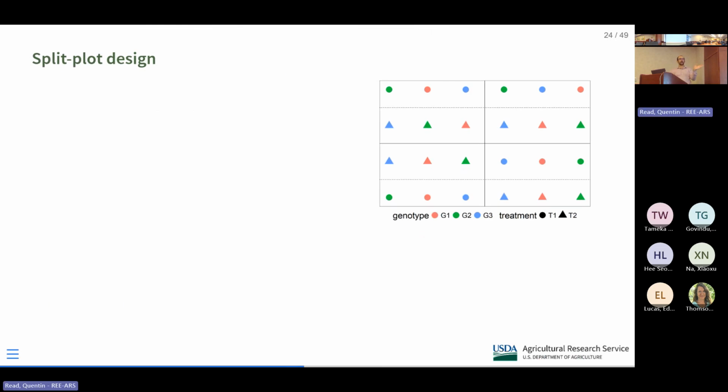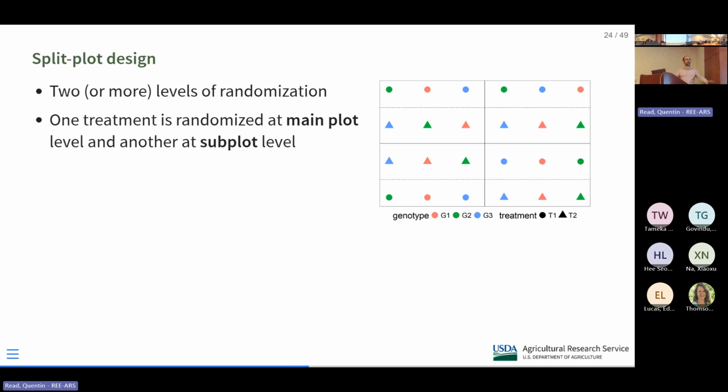Then, if you're in the ag world, you have a split plot design where you basically have, if you have more than 2 treatments, then you randomize one at a larger level and one at a smaller level.